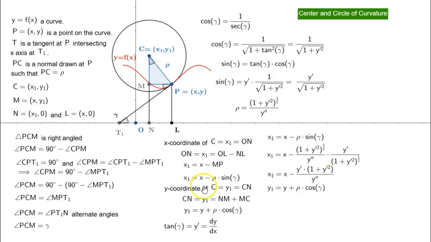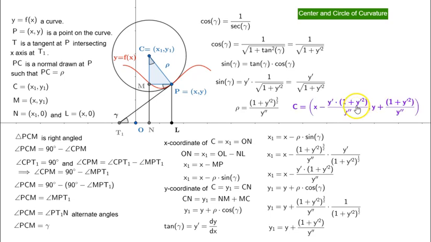Okay, now let's look at the y1. y1 is equal to y plus rho times cos gamma. Again we do the necessary substitutions. y1 is equal to y plus rho, which is this, substitute, cos gamma is this, substitute it, and simplifying it, we get y1 is equal to y plus 1 plus y prime square by y double prime. Here again 3 by 2 minus 1 by 2 gives us 1. So we have got x1, we have got y1. That means we have got the coordinates of the center of the circle of curvature.